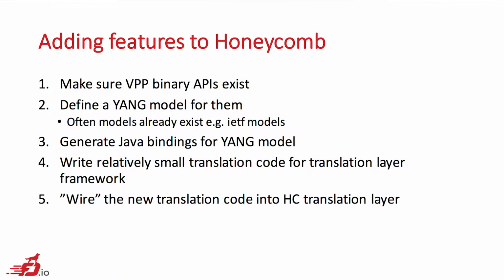So make sure the VPP binary API exists, define the Young model, or pick up a model that already exists, whether it's IETF models or OpenConfig. And then apparently the amount of code that you need to write to do the translation between the Young and the API is not that much. So any representative data points, Maros, that you would have to illustrate how easy it is?